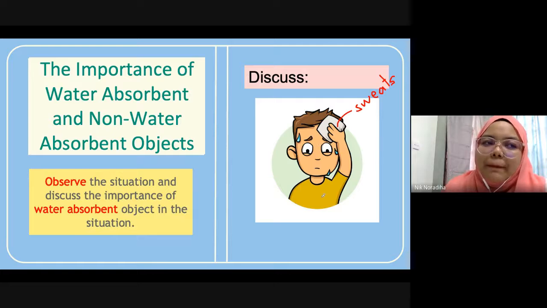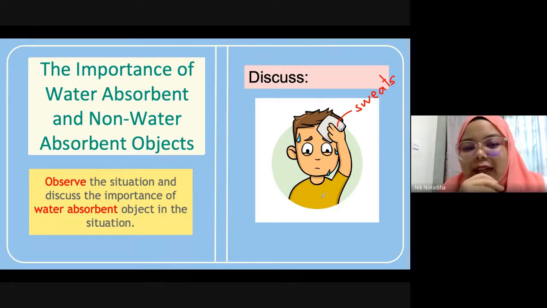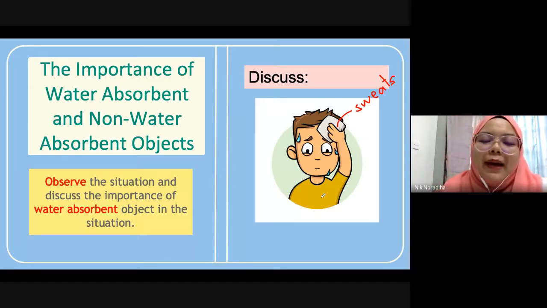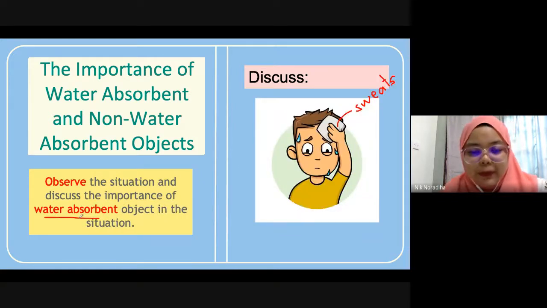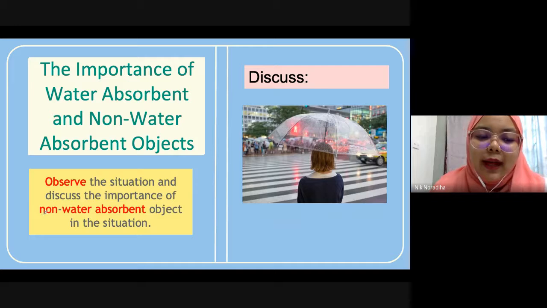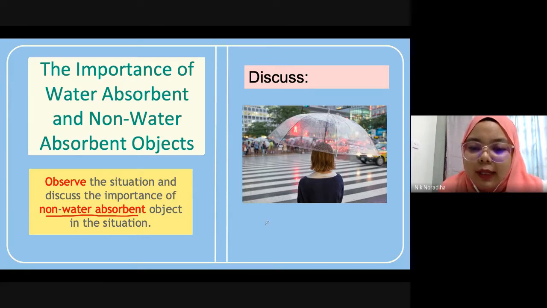So now this boy is wiping his sweat, all right? So the material that he needs to use to wipe his sweat must be a water absorbent material, right? You can use a towel, a tissue, or a handkerchief, the material that can absorb water. That's the only way you can wipe your sweat. So next one, just now we saw water absorbent materials that can take water in. Next, we are looking at non-water absorbent. Non-water absorbent is material that cannot absorb water.